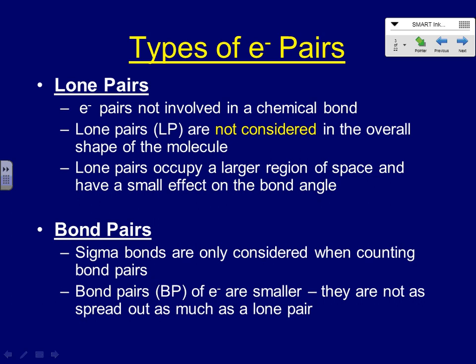Bond pairs are a little smaller. They're not as spread out because they're being attracted by two nuclei. There's two sets of positive charges on each side of the pair of electrons, and it kind of attracts them in and reins them in. Again, information that you already know.